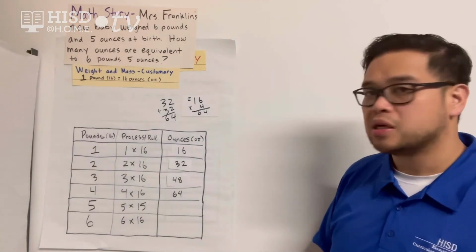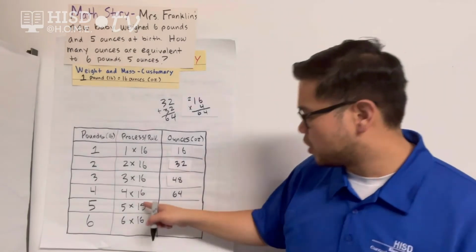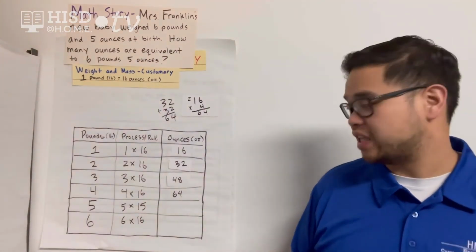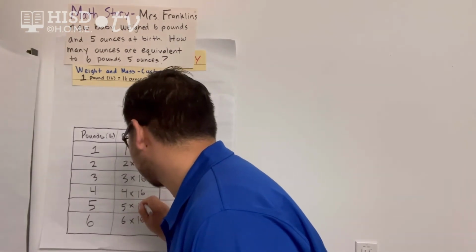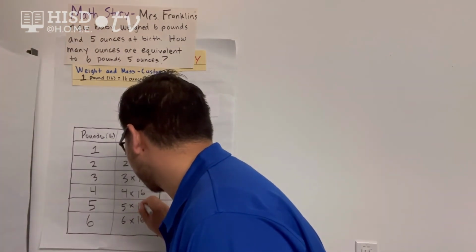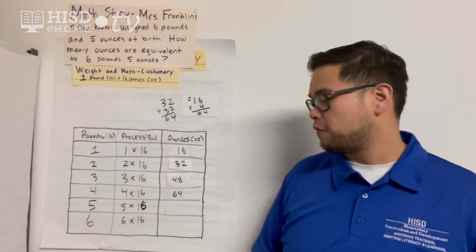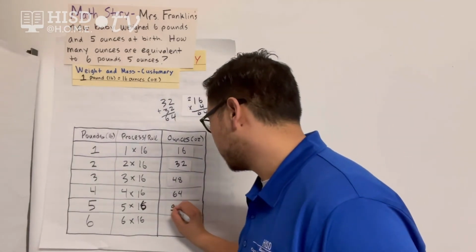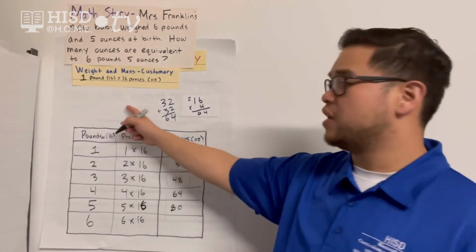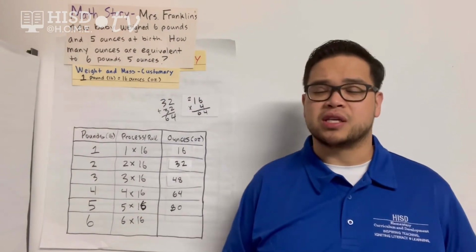Let's move on. So now we have 5 times, oh, I'm sorry, I wrote 15. That should say 16. Five times 16. So 5 times 16 is going to give us 80. And again, you can definitely use this space up here to do 5 times 16 if you get stuck.